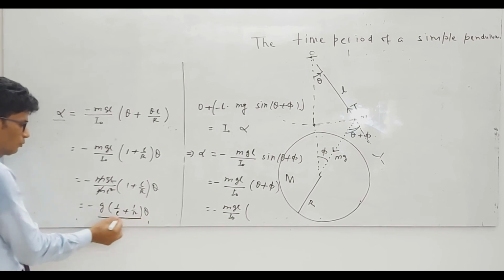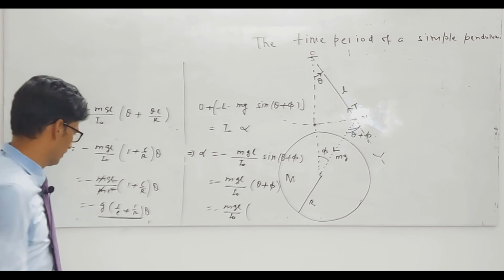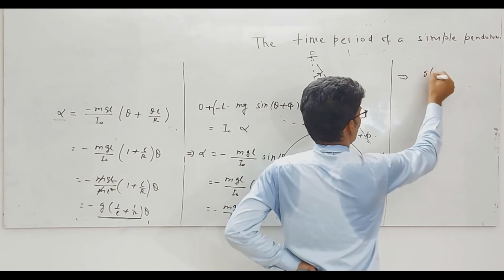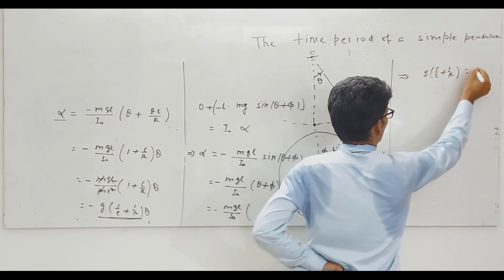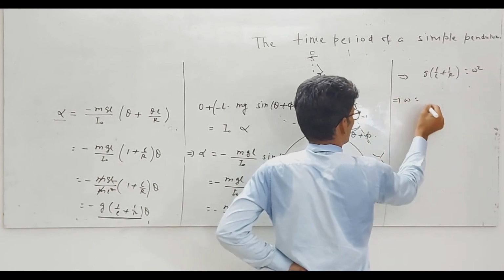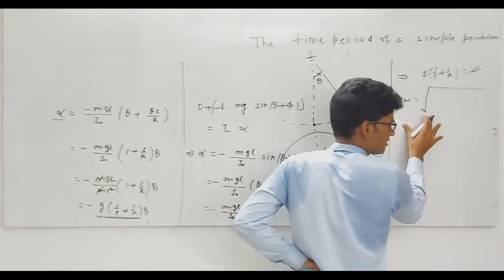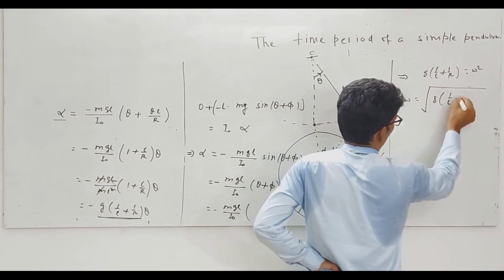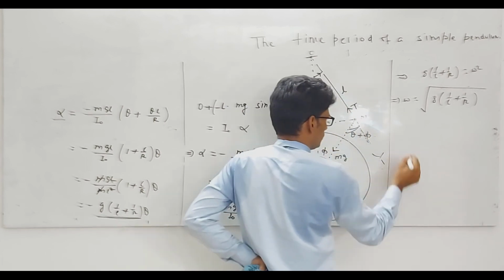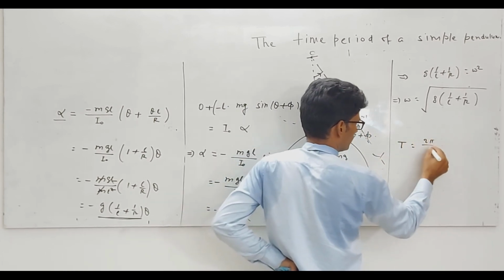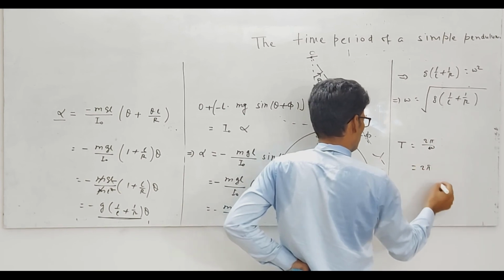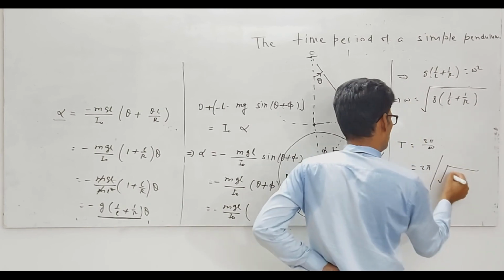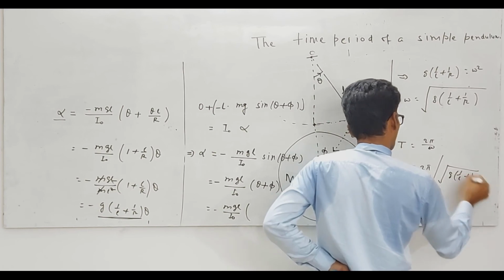So this quantity turns out to be omega square, angular frequency square. So g times 1 over L plus 1 by r is equal to omega square. So this implies omega is equal to the positive square root of, because we have plus minus, we take omega positive, so we take the positive square root. So that is why it is g times 1 over L plus 1 by r. And we know the time period T is 2 pi over omega, so it comes out to be 2 pi over under root g times 1 over L plus 1 over r.